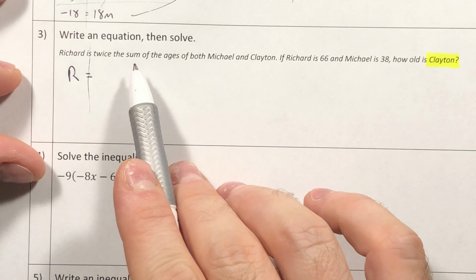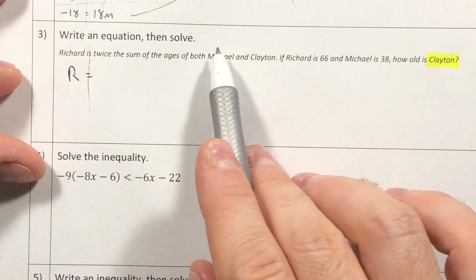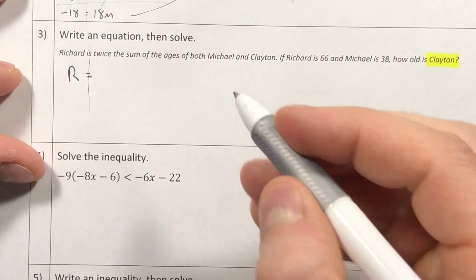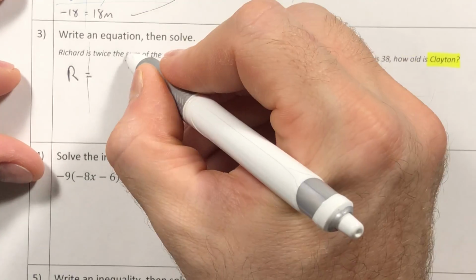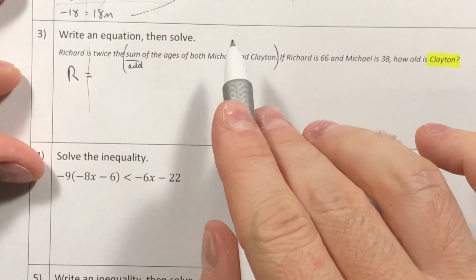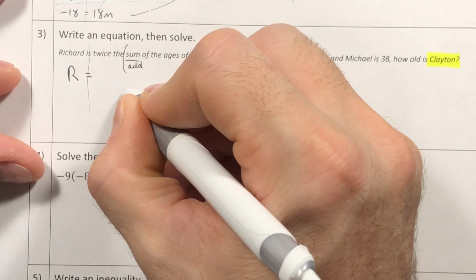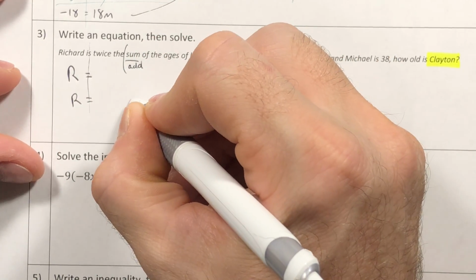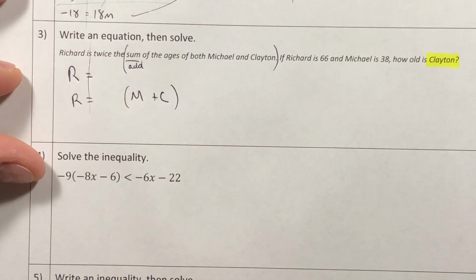Twice the sum. Okay, so what am I taking the sum of? The sum of the ages of Michael and Clayton. So if I sum the ages of Michael and Clayton, this means addition. And I'm going to take these two things. If I'm adding Michael and Clayton, let's take that and put that in here. So R equals, just move this down to give us more room.